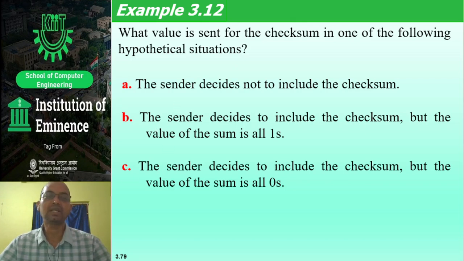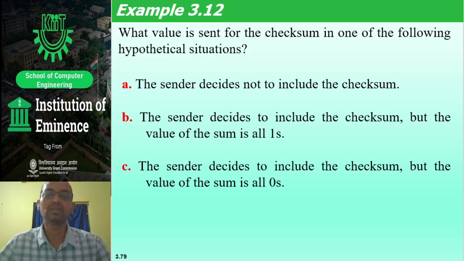These are some cases that the checksum considers. If the sender decided not to include the checksum, the checksum field typically contains zeros. If the sender decides to include the checksum but the value of the sum is all ones, then the checksum will be zero; in this case, once again you have to take the complement. That is the rule. If the sender decides to include the checksum but the value of the sum is all zeros, this case is not possible because the sum of the pseudo header contains non-zero values. So these are the typical scenarios that help to determine the value to be kept in the checksum field.